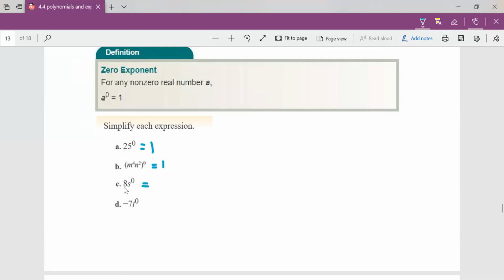But this answer is not 1 because s to the 0 is 1, but I have 8. 8 is not being raised to 0, so that means it's going to be 8 times 1, which is 8. Okay, so that's where it can get a little bit tricky. And we also have the same thing here. This is negative 7 times 1, because t to the 0 is 1, which is going to be the same as negative 7.